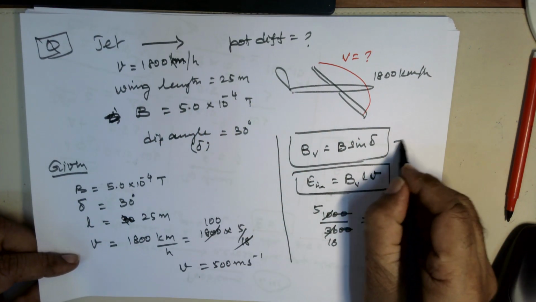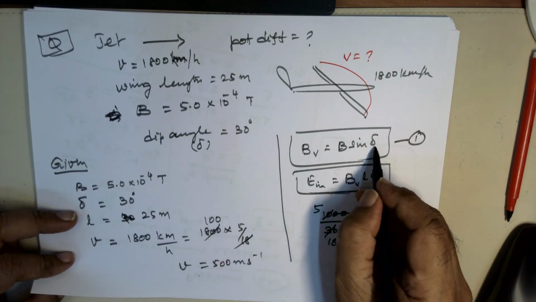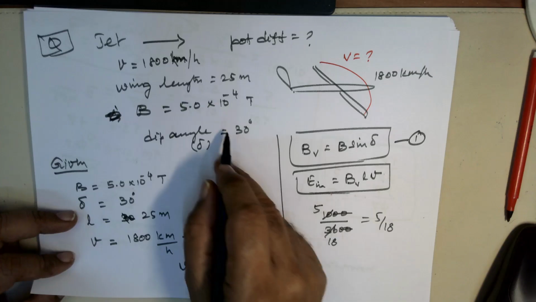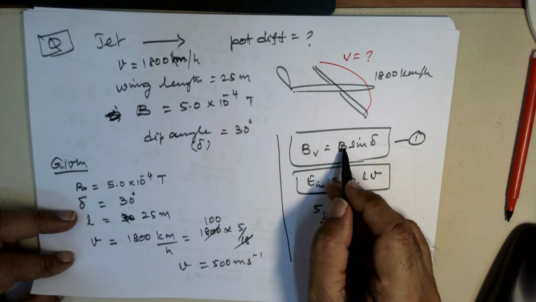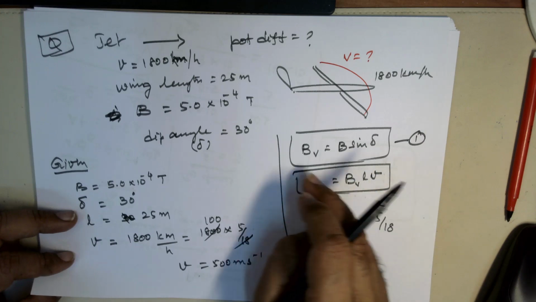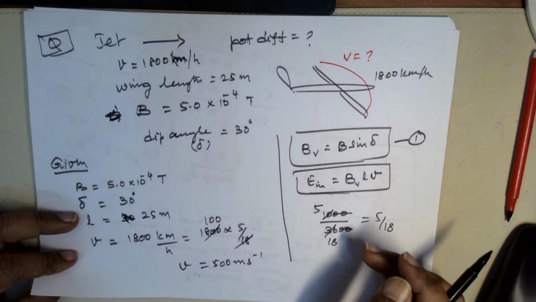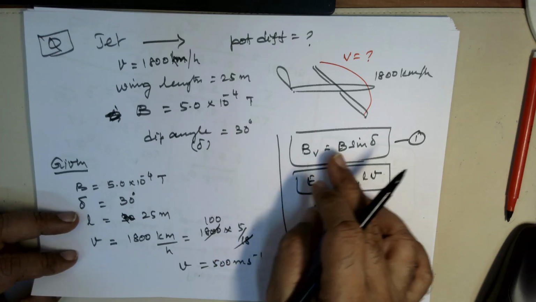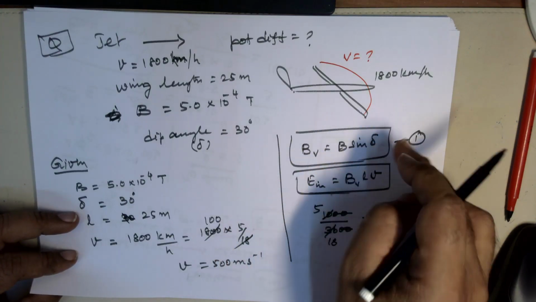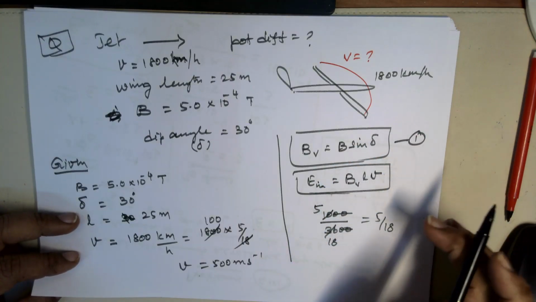So this is equation 1, formula 1. And what is this angle? Delta, the dip angle, that is given. B is the magnetic field at that spot. And this is the vertical component of the magnetic field, that is BV. In order to calculate this one, we have to multiply B by the sine of the angle of dip, that is B sine delta.